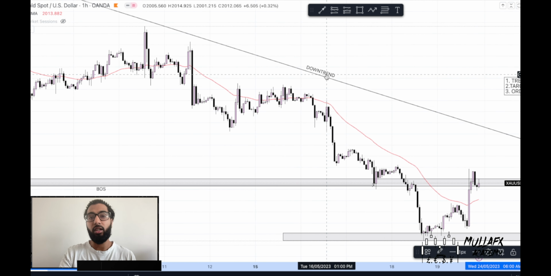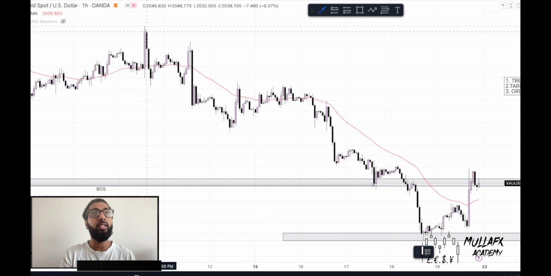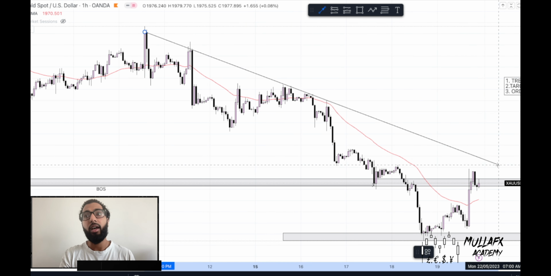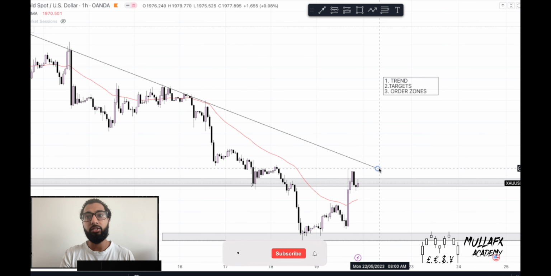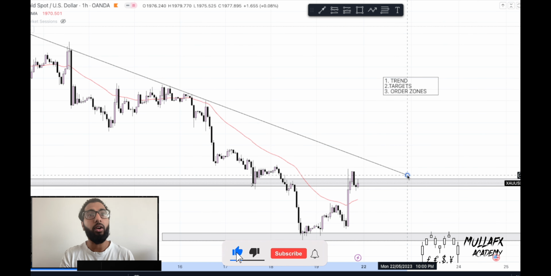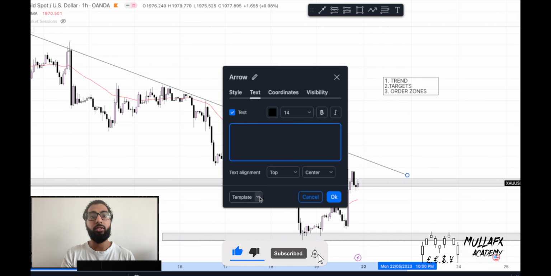If I just draw this out again, we can see that if I just draw this out as promptly as possible, we can see that that's our lovely trend line, okay? Really, really nice trend line. Let me just extend it a little bit longer. Really, really nice down trend line.